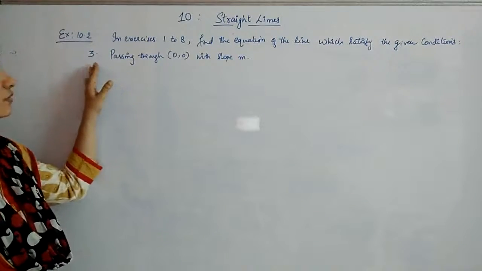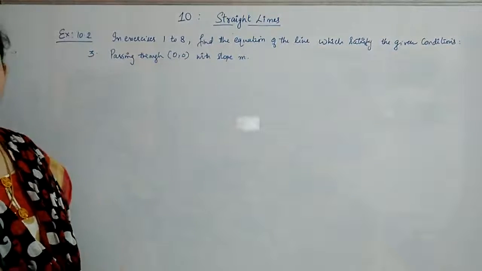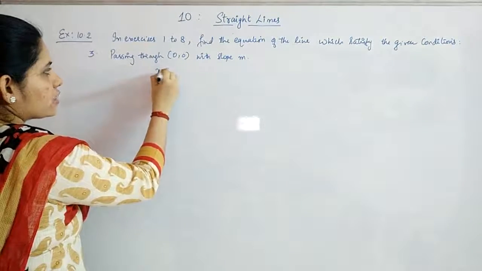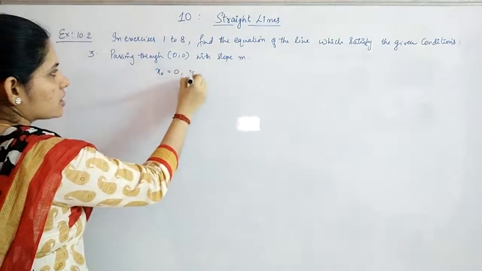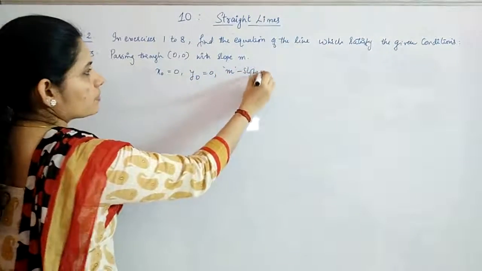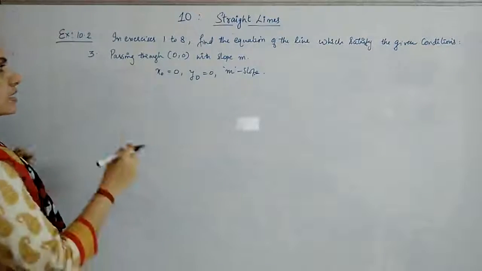Third question is, you have to find out the equation of the line which passes through 0, 0 and has a slope m. So 0, 0 is the point through which it is passing, means x naught, y naught is given. That is x naught is 0 and y naught is also 0 and m is m itself. So slope, we don't have any value given. We have to write m only instead of slope.